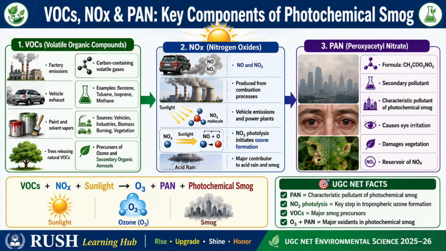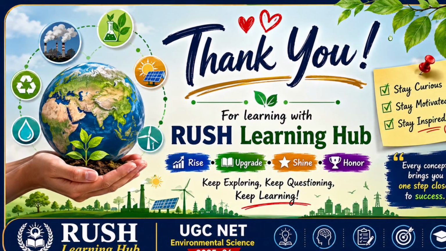Let's summarize. Volatile organic compounds, nitrogen oxides, and peroxyacetyl nitrate are among the most important atmospheric pollutants. VOCs and NOx serve as precursor pollutants, while PAN is a secondary pollutant formed through photochemical reactions. Their interactions drive ozone formation, photochemical smog development, and secondary aerosol production. A strong understanding of these concepts is essential for mastering atmospheric chemistry and performing well in UGC NET Environmental Science examinations.